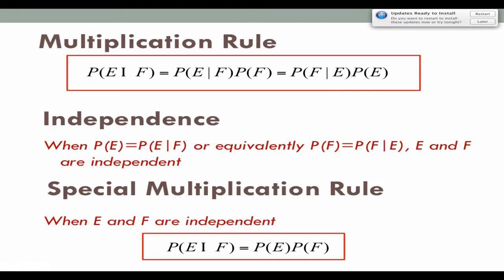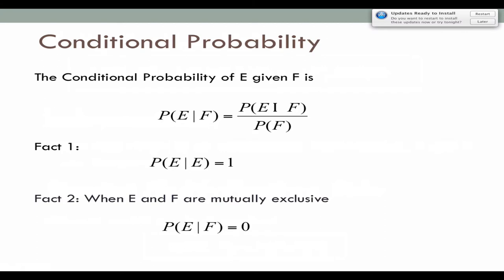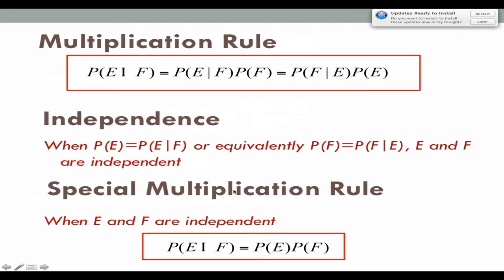So actually, if we rearrange this conditional probability, there's a notation problem here. The probability of E intersect F should equal the conditional probability of E given F multiplied by the probability of F. Because E and F are equally important, we can flip the order of E and F and get another multiplication rule: the probability of E intersect F also equals the conditional probability of F given E multiplied by the probability of E. This is the multiplication rule.